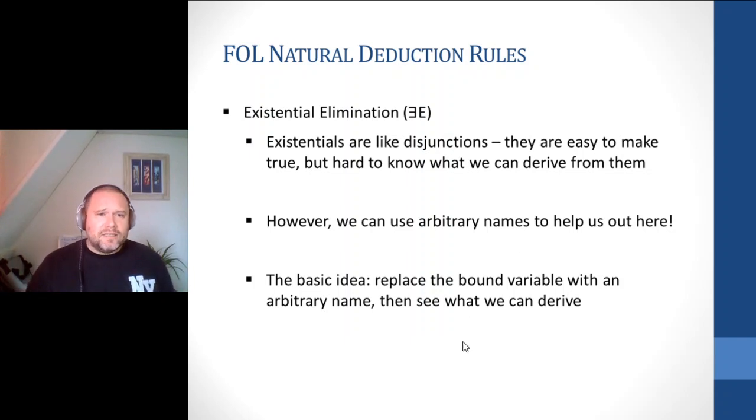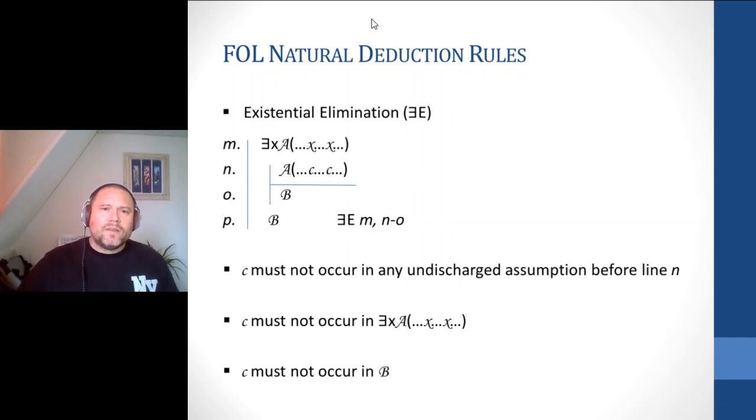The basic idea when we do an existential elimination is we're going to replace the bound variable with an arbitrary name. That is, again, a name that can literally stand for anything in the domain. And then we're going to see what we can derive. And if we can derive something useful, we can then eliminate our existential to get out what it is we want. So here's the rule.